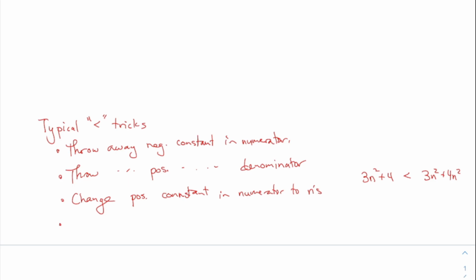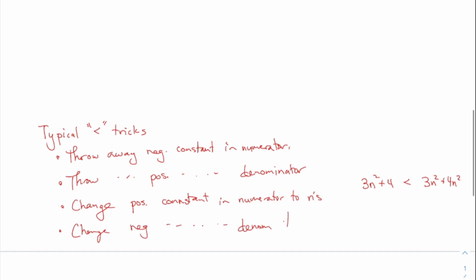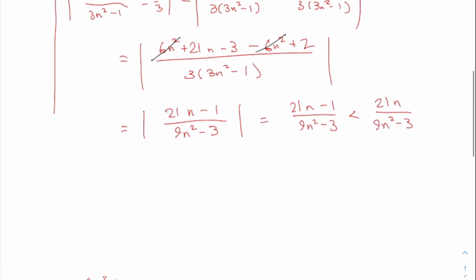And this is actually what I'm going to do in the current example that we're doing. You can change a negative constant in the denominator to some power of n. And this is the trick that I'm about to do in our present example. All right? For the same reason, that ends up making the fraction bigger. So, this is the next trick I'm going to do.